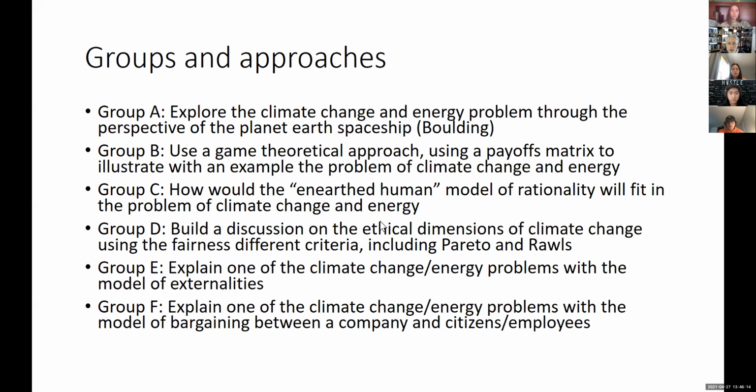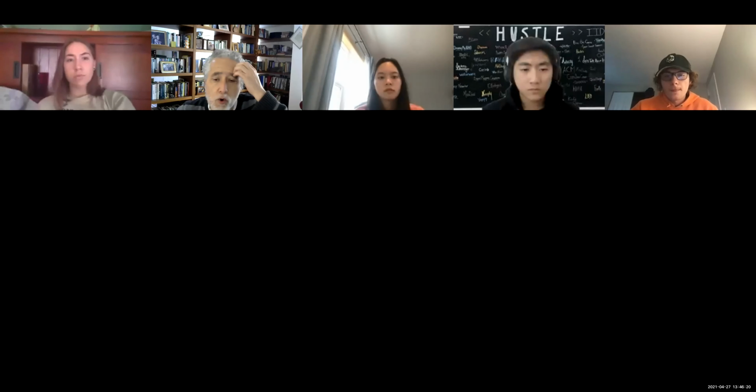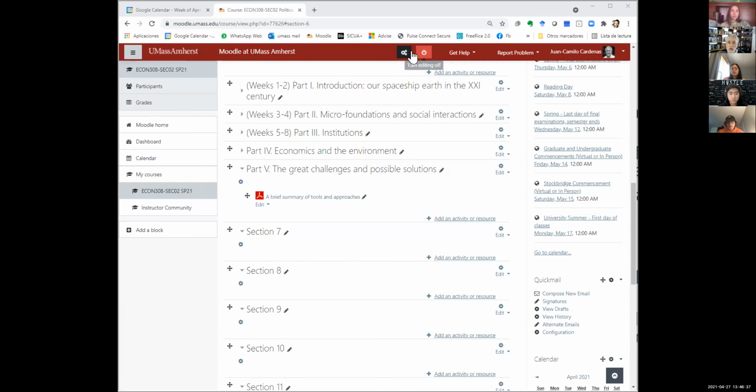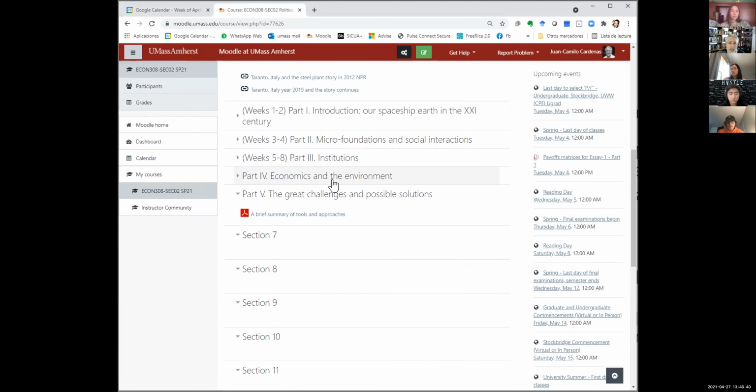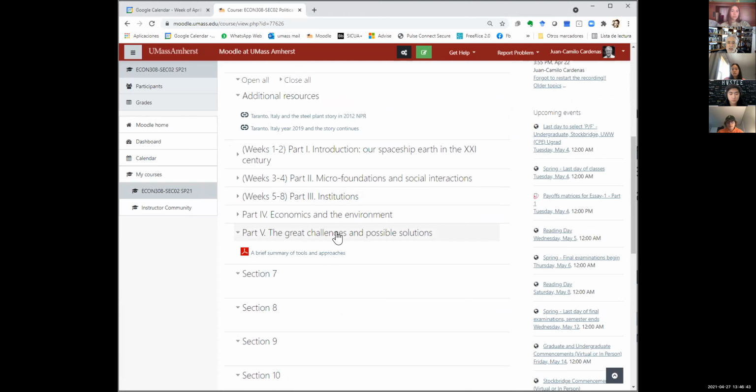So to do this, when I assign you to these groups and you go and work in these small groups, I am going to be doing the following. You will be using this as, let's call it, a cheat sheet for you. If you go to Moodle right now, and here I am showing you the Moodle page, and you go to this last section, which is the great challenges and possible solutions. Here you will find a PDF, and I am opening that PDF right now. So I'm going to share it with you right here.